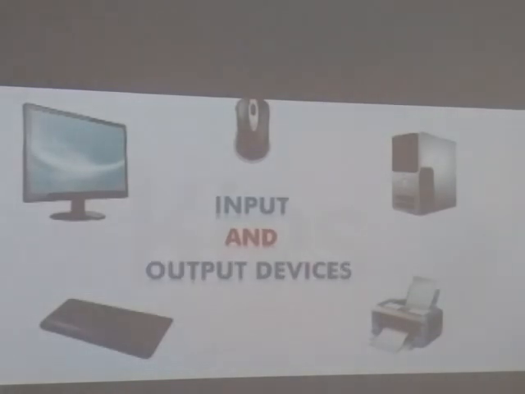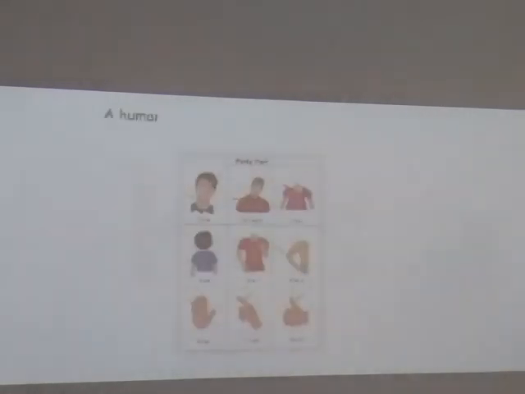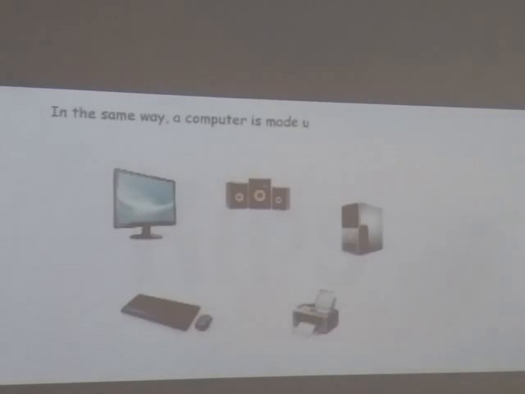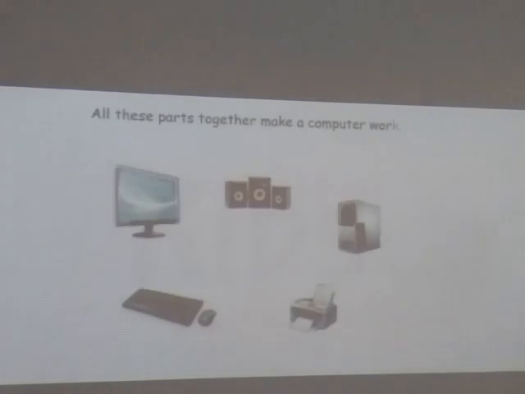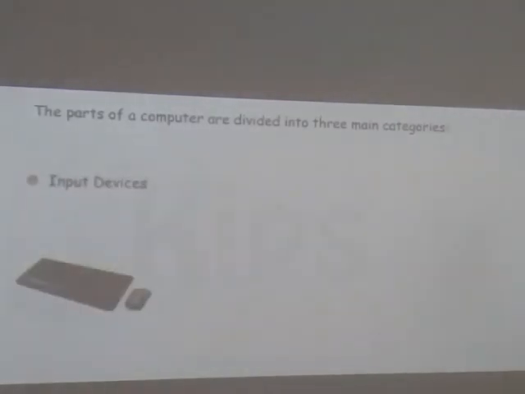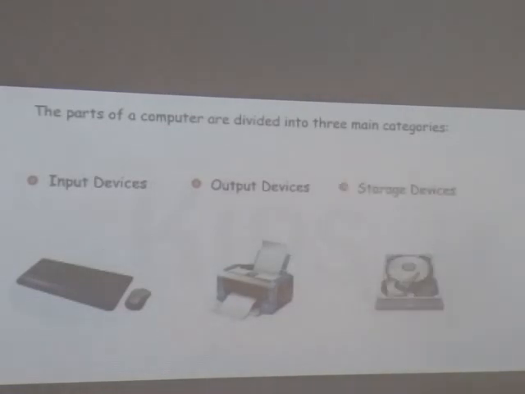A human body is made up of different parts, correct? Look at this, different parts. Each part has a special work to do. In the same way, a computer is made up of different parts. All these parts together make a computer work. The parts of a computer are divided into three main categories: input device, output device and storage device.